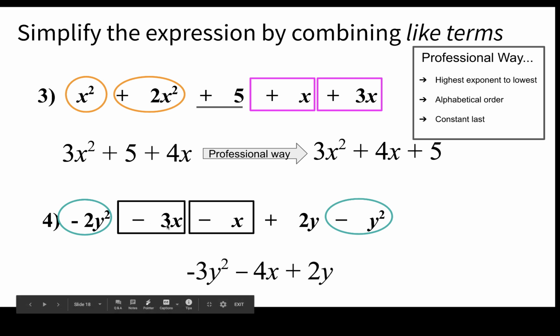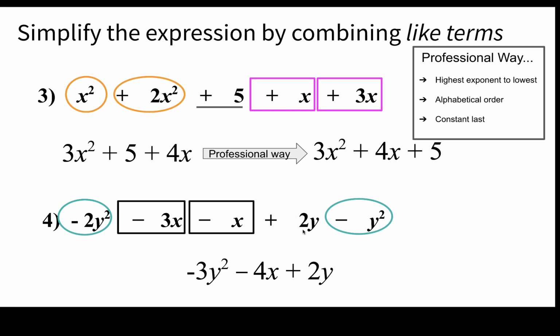Negative 3x, you're taking away an x, meaning you're moving further left on the number line. So negative 3x minus x gives you minus 4x plus 2y, because I couldn't combine my 2y with anything else.